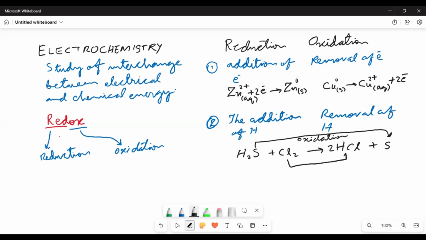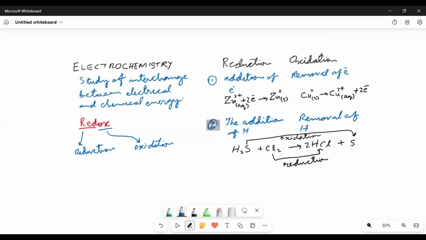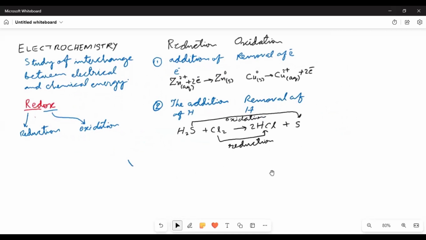And as hydrogen is added to the chlorine, chlorine is being reduced. So this is the reduction. Chlorine is being reduced while sulfur in hydrogen sulfide is oxidized to sulfur. So this is the second definition. Now come to the next definition, based on the oxygen atom.